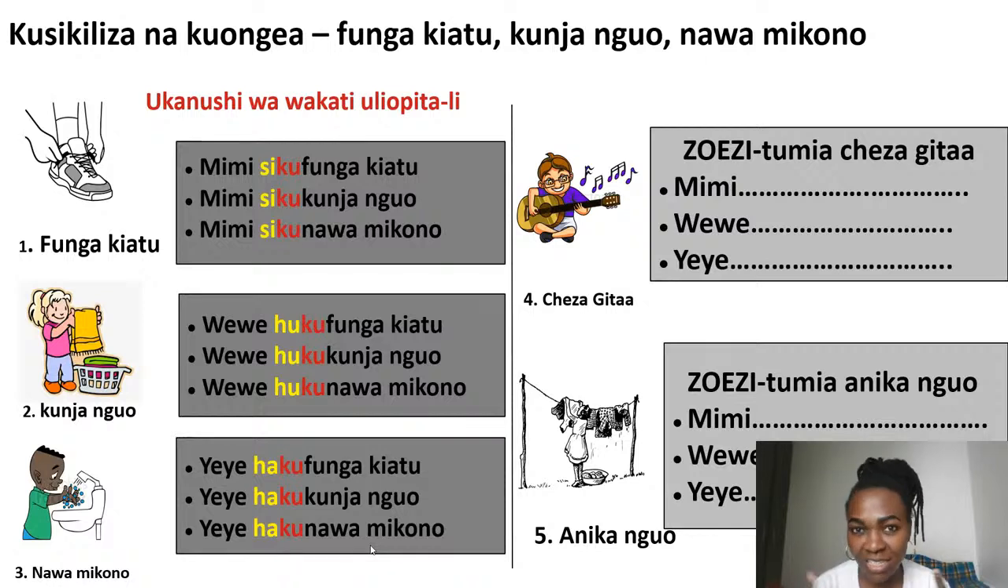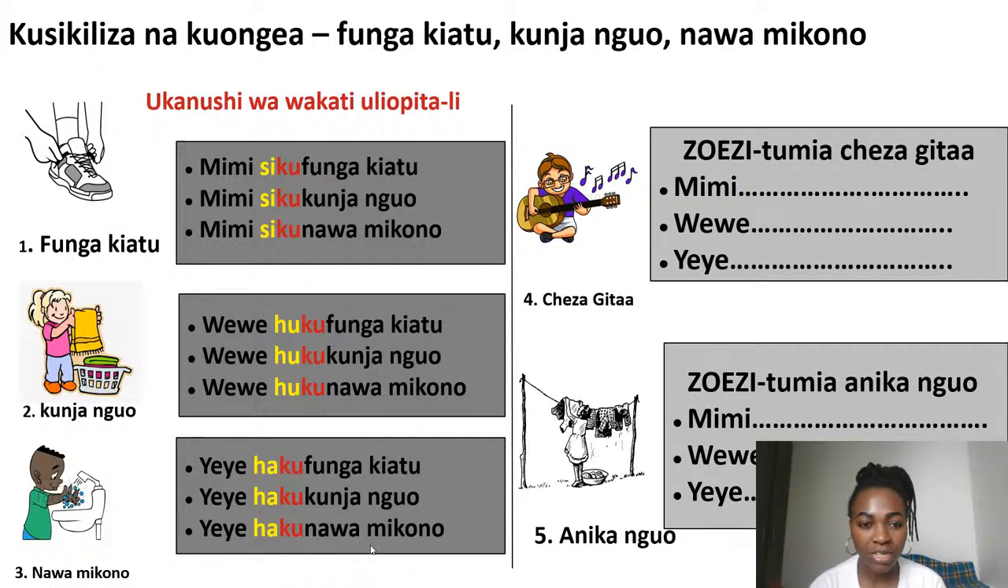I hope you can say it in your head. Mimi sikufunga kiatu, mimi sikukunja nguo, mimi sikunawa mikono. Please note down the differences. Now let's go to wewe. Wewe hukufunga kiatu, wewe hukukunja nguo, wewe hukunawa mikono. You did not tie your shoe, you did not fold your clothes, you did not wash your hands.